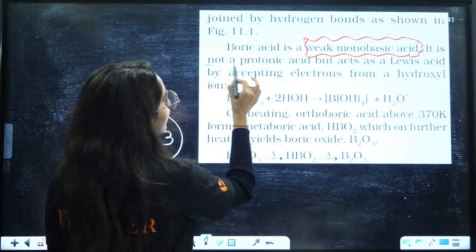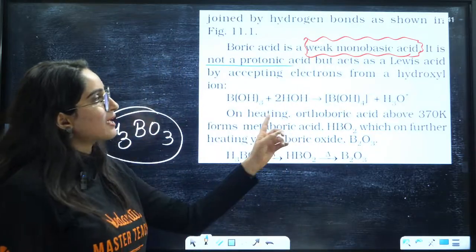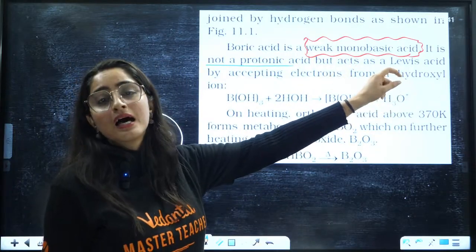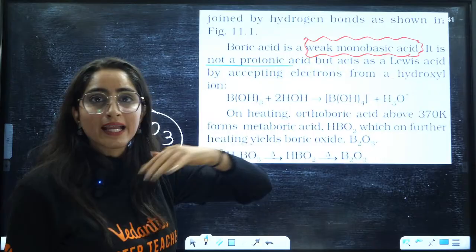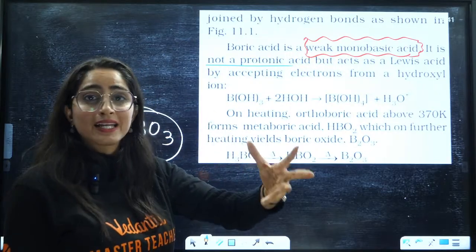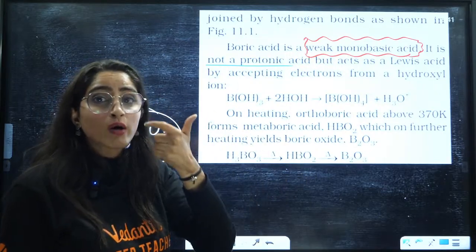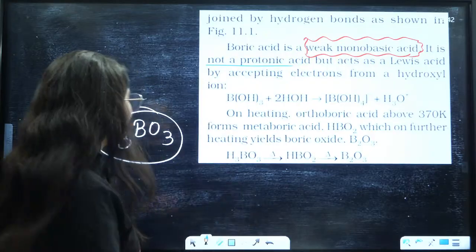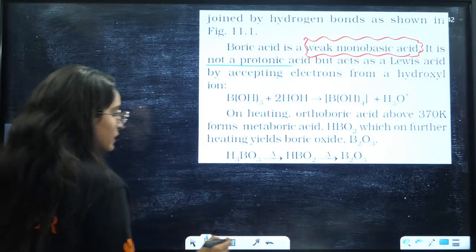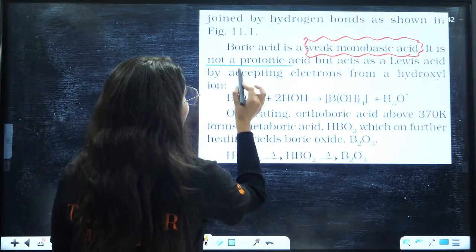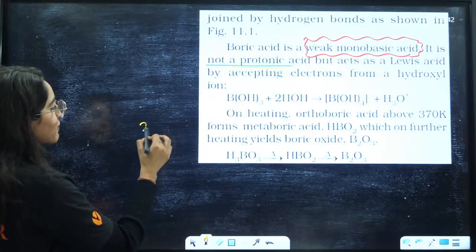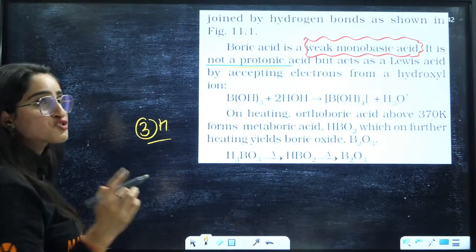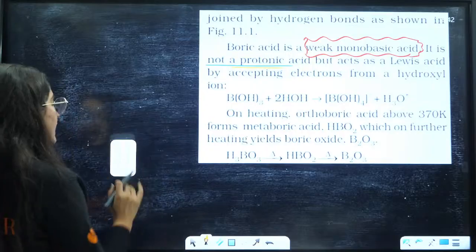It is not a protonic acid, but acts as a Lewis acid, right? It is not donating the H positives. It is actually electron deficient. That is why it is electron deficient. Can you tell me? It is not a protonic acid. You can't say that, ma'am, it has 3 hydrogens, so it is tribasic in nature, right?